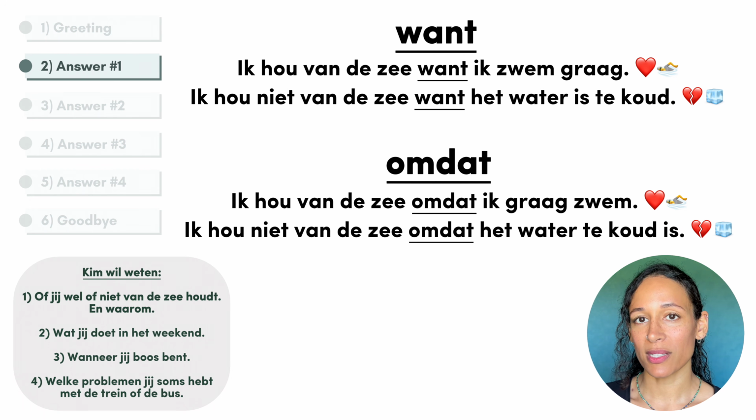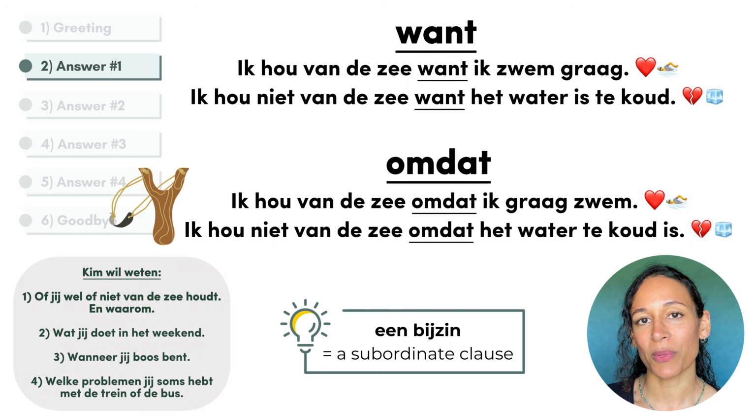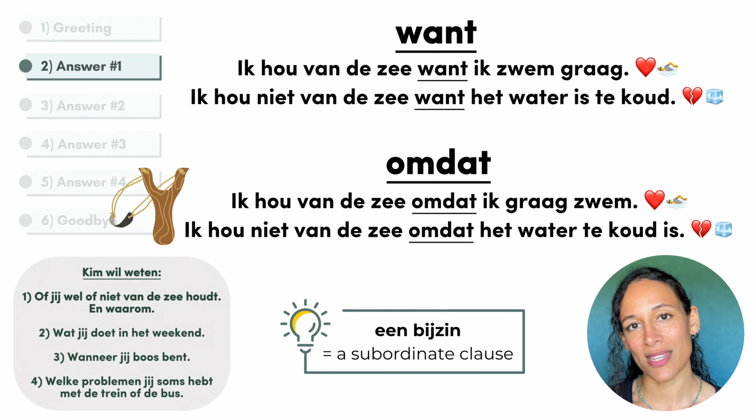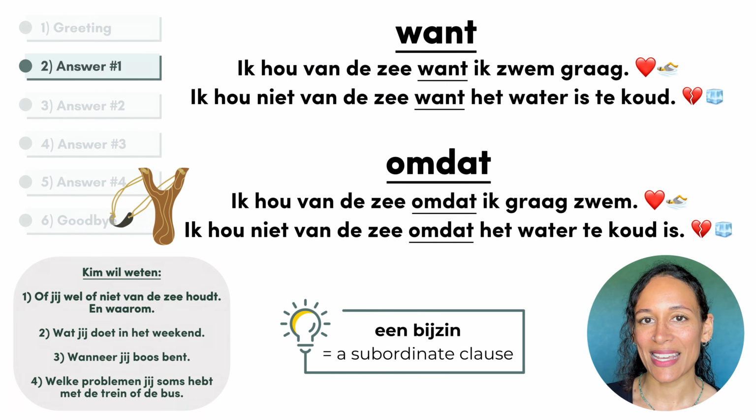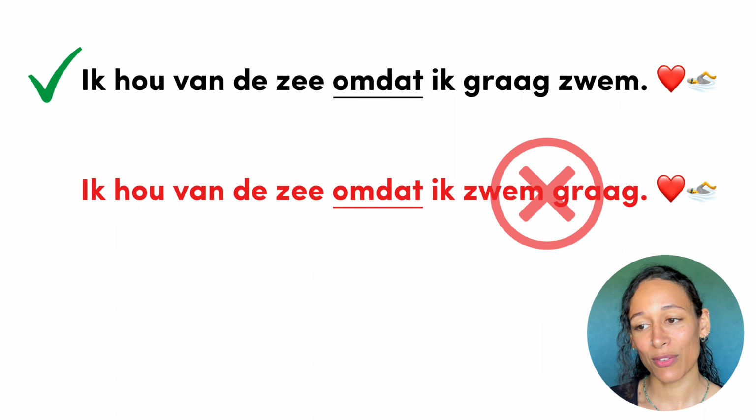Note that with omdat, the sentence structure changes. That's because the word omdat creates a subordinate clause, which is a bijzin in Dutch. And in a bijzin, the verb goes all the way to the end. That's why it's also sometimes called a catapult construction, because the verb gets catapulted to the end of the sentence. But again, the good news is that at A2, you don't have to do this perfectly yet. So if you were to write, ik hou van de zee omdat ik zwem graag, it would still get you 1 full point, even though the second sentence is grammatically incorrect.